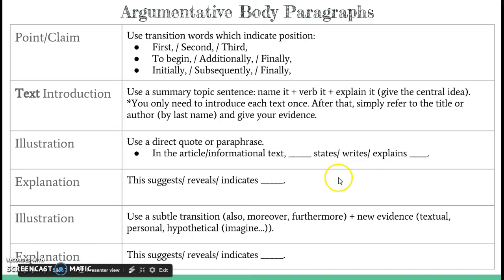Your next sentence will explain how that illustration supports your point. And here's a sentence starter that you can use to do that. Then you're going to use a subtle transition to provide another piece of evidence to support your claim.